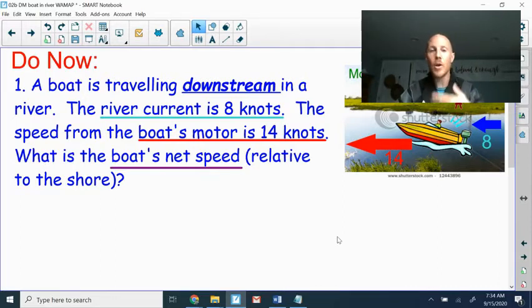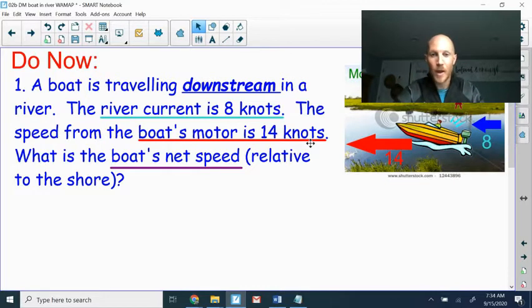Let me read a couple of vocabulary words to make sure we're clear. A boat is traveling downstream in a river, which means the boat and the current are both moving the same direction. The river current is 8 knots. The speed of the boat's motor is 14 knots. Navy people have their own special vocabulary, and knots is one of these words. You could think of it like miles per hour. It's essentially the same thing, but not quite.